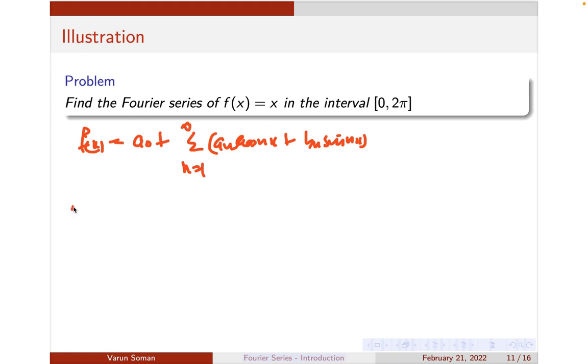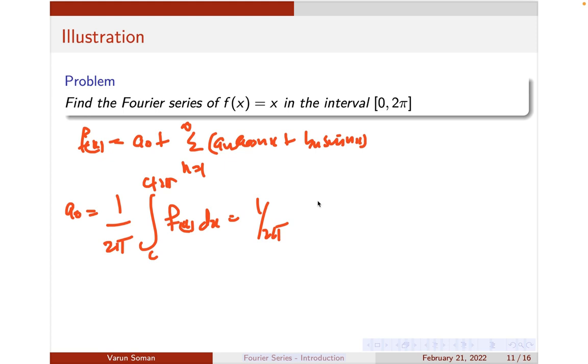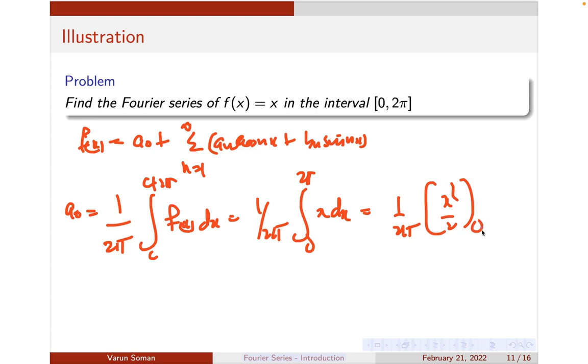Now I need to find the value of a naught. What is the value of a naught? It is 1 by 2 pi integral c to c plus 2 pi f of x dx. Your f of x in this problem is x, and the interval is 0 to 2 pi. So integral 0 to 2 pi x dx. Now find the value. It will be 1 by 2 pi, x square by 2 in the limits 0 to 2 pi. So this is 1 by 2 pi into 4 pi square by 2. Pi will get cancelled out, 1 pi is there, 4 will get cancelled out. You will get the value as simply pi. I hope it is clear. Please correct me if I am wrong. So the value of a naught is pi.